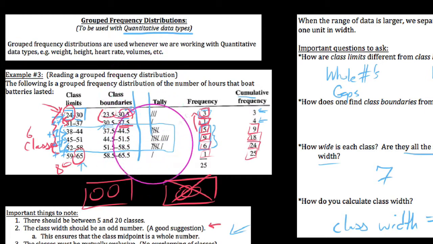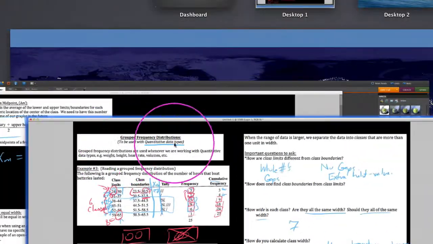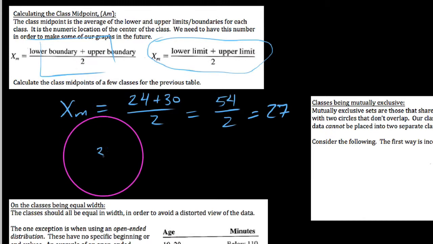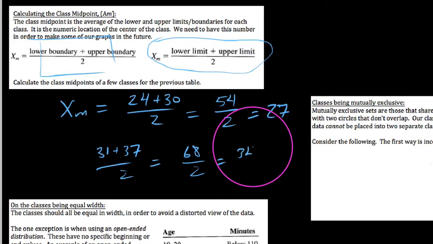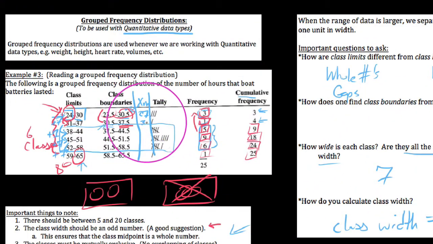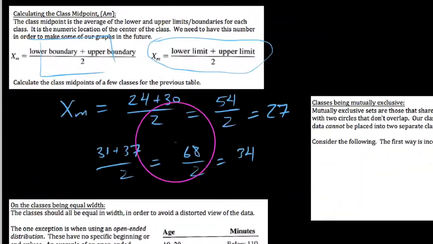If we were to calculate class midpoints for all of these, the first would have x sub m of 27, which is perfectly between 24 and 30. For 31 and 37, we say 31 plus 37 all over 2 is 68 over 2, which is 34. We could keep doing this throughout. One thing I do want to point out is that from 27 up to 34, it's gone up by 7. So you could just keep adding 7 each time. This would be 41, which is between 38 and 44. Add 7 to that and you get 48, which is between 45 and 51. Then just keep adding 7: 55, 62. But those are class midpoints and how we calculate them.